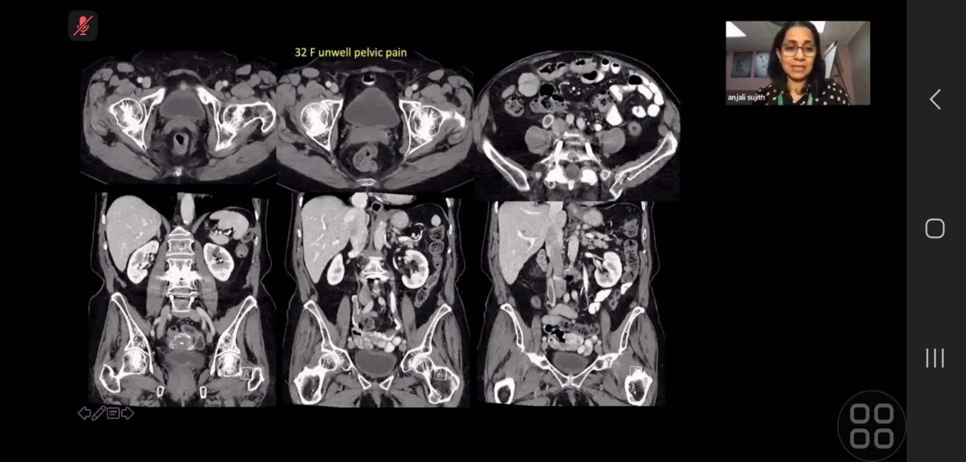Something which you need to remember is, in cases of PID, you can get enlarged para-aortic lymph nodes at the level of the renal hilum. It's not shown in this case, but you need to be aware. This is because the lymphatics draining the ovary and the tubes drain alongside the ovarian vein, which opens at the level of the renal hilum. So in pelvic inflammatory disease, you can get enlarged para-aortic lymph nodes at the level of the renal hilum.